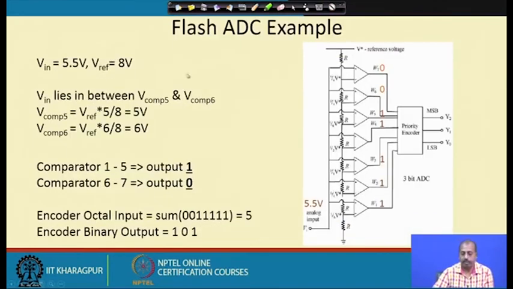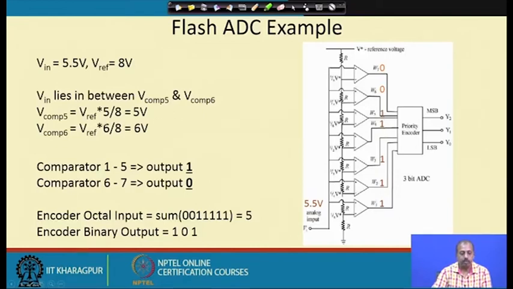Another example: suppose V in equals 5.5 volt and Vref equals 8 volt. V in will lie between 5 and 6. So the bit pattern will be like this. It is between 5 and 6, so the 6th and 7th bits will be 0, and up to bit number 5 they are all 1.